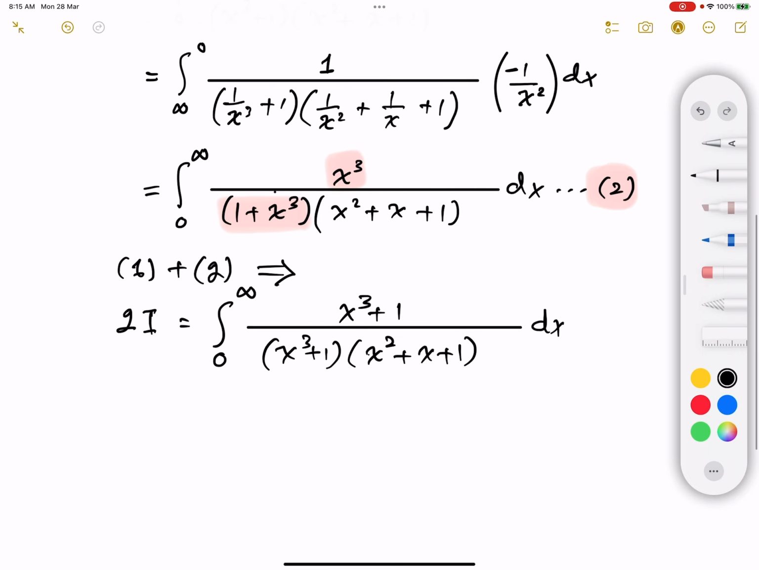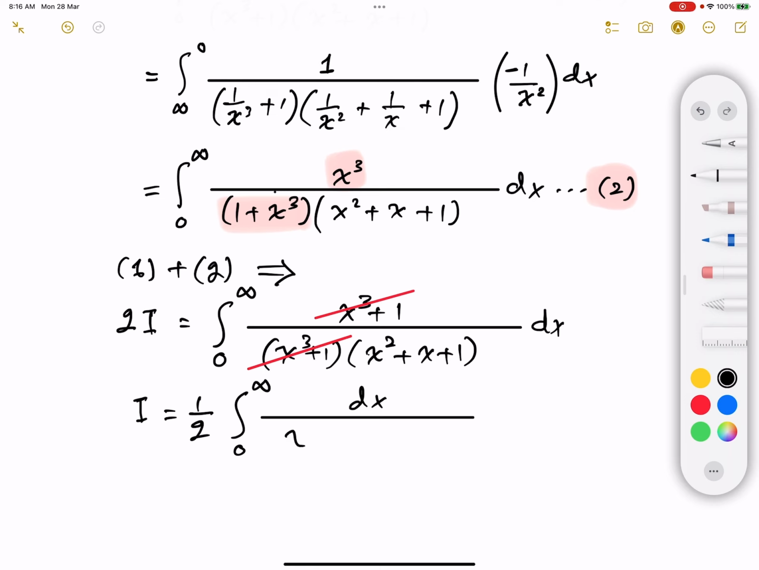Now the integral is a lot easier. Also, what we can do is, of course, cancel out. This cancels out with this, okay? So again, we're going to be left with the integral I becoming half, of course, the integral from 0 to infinity of dx divided by x squared plus x plus 1.